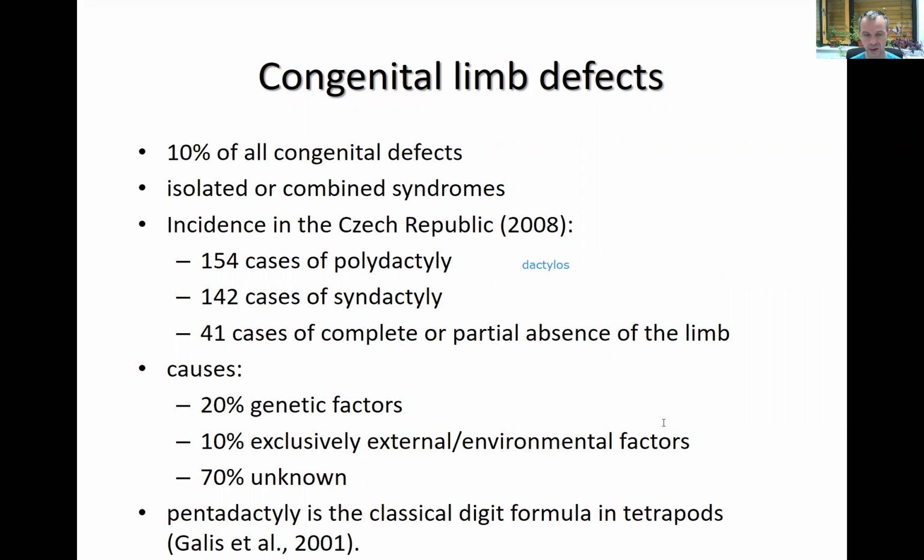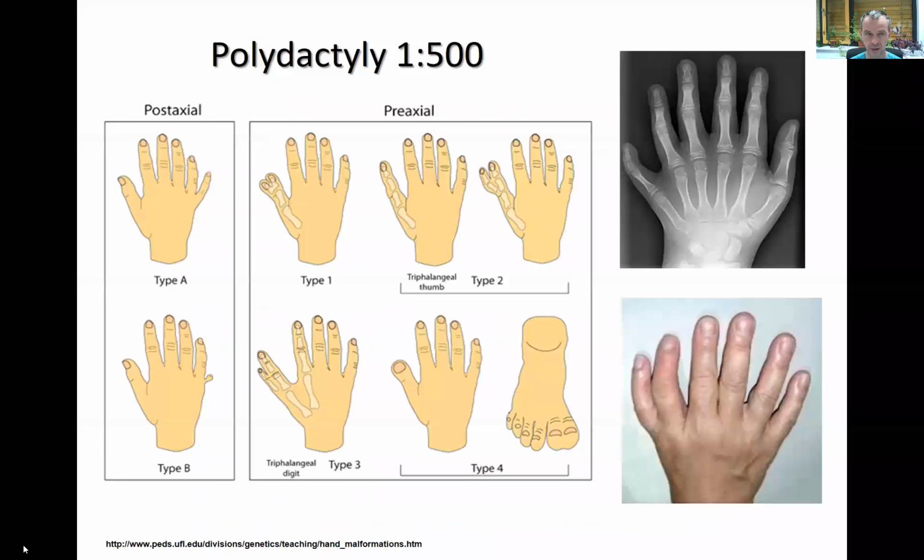And as I said, the pentadactyly is the classical digit formula. And just to show you some of these defects, you can see here what can happen to the digits. We can have a polydactyly, which is visible here. There's just 1 digit more.